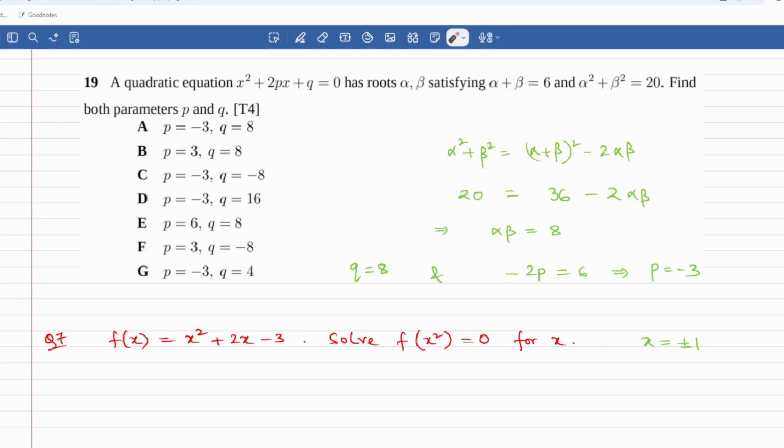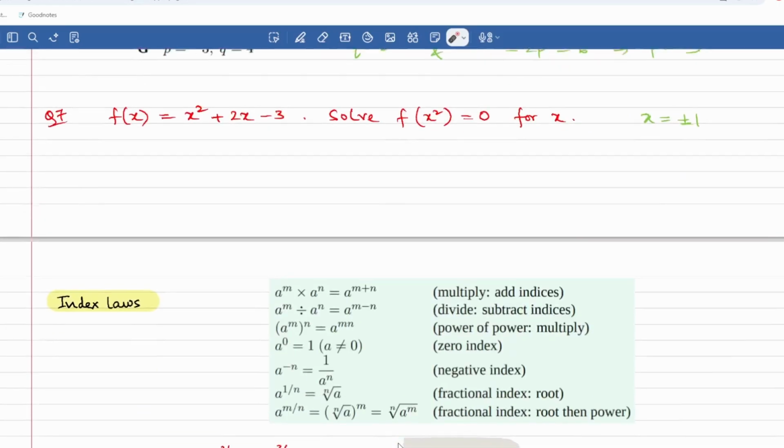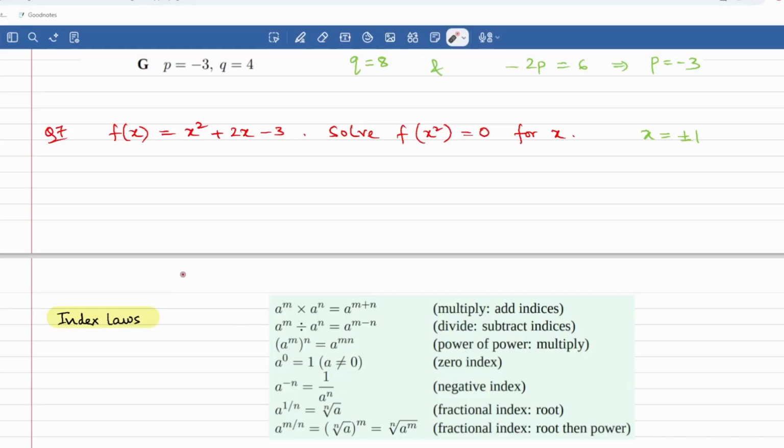We left off here just after finishing quadratic equations, and we will begin with index laws. Now, most of you know these laws, so let's just go through them very quickly on screen. The multiplication law where you add the indices, the division law where you subtract the indices, the power of a power where you multiply them, the zero index rule, the negative index rule, and the fractional index, where you take the root and then go for the power.